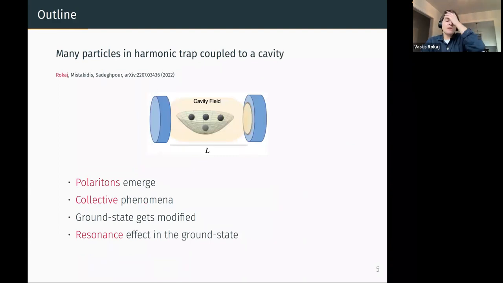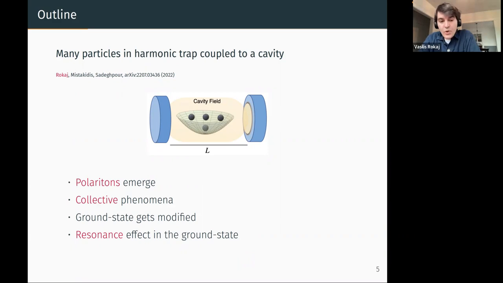And now, in connection more to the molecular chemistry side, the second thing that I would like to show you, again with a relatively simple model, is that if we have many particles in a harmonic trap, so in a harmonic oscillator, you can think of that like electrons in a trap or ions. Probably ions is the best way to think about them. So like cold ions in a harmonic trap, and you couple them to the cavity.